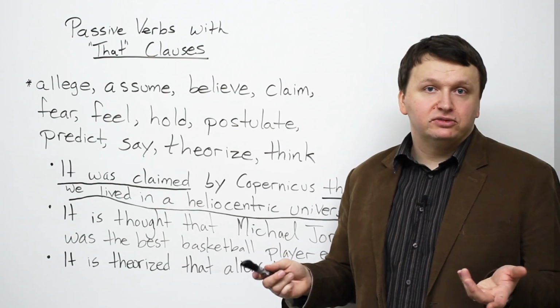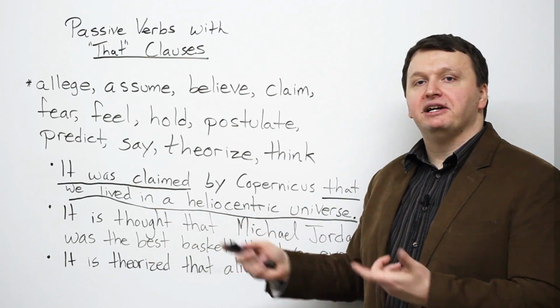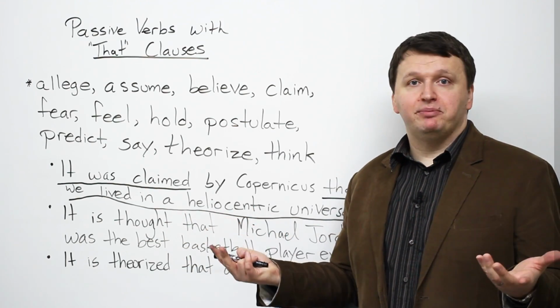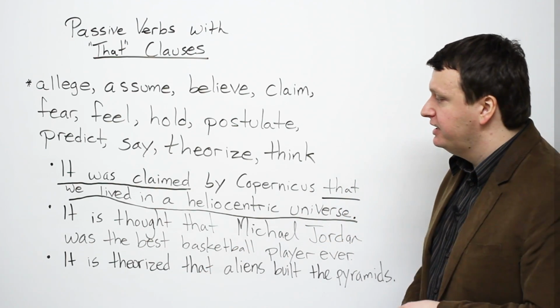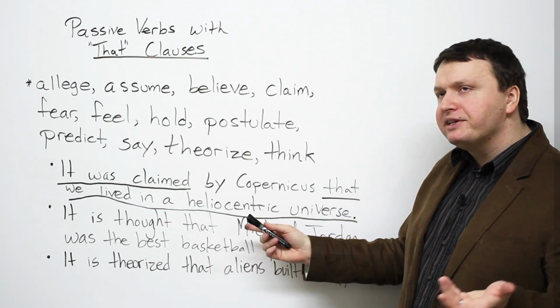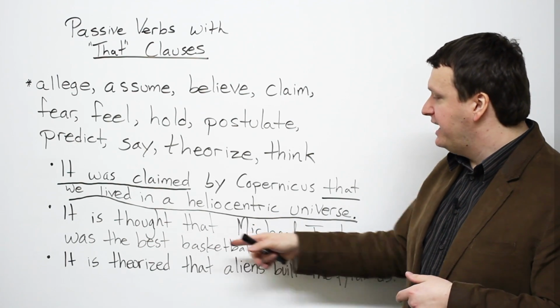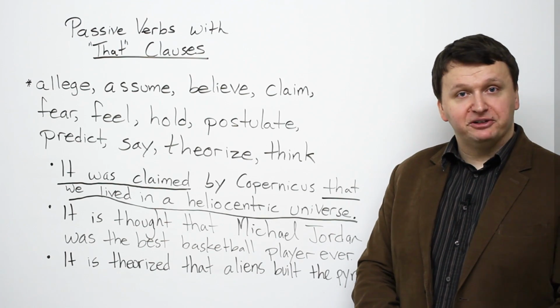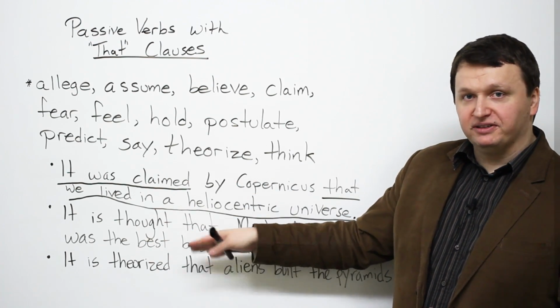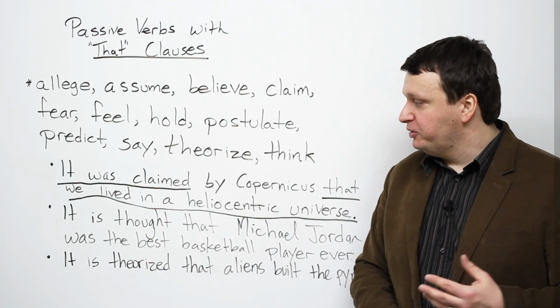By who? Well, here you don't have to say by, because it is thought by many people. It's obvious, right? You don't have to say by who in this situation. It is thought by many people. What is thought by many people? That Michael Jordan was the best basketball player ever. Okay, same construction. And let's look at the third example.